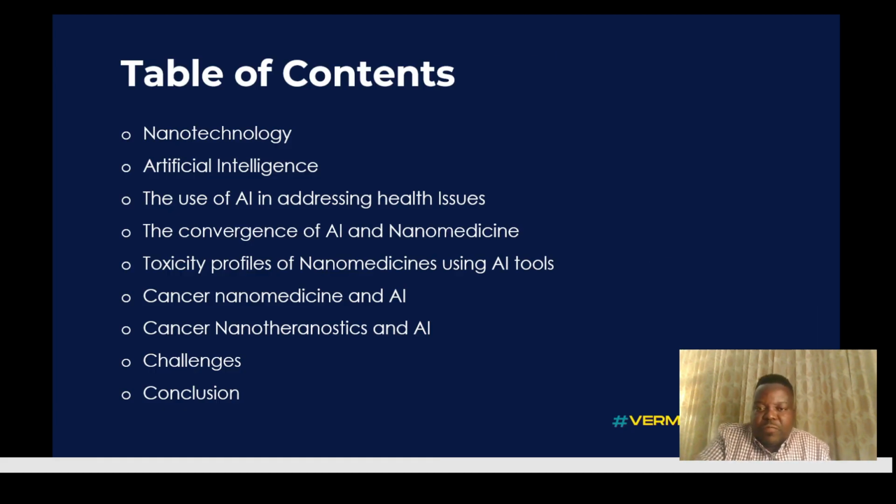This is a table of contents. These are the things that I'm going to be talking about: the definition of nanotechnology, artificial intelligence, the use of AI in addressing health issues, and the convergence of AI and nanomedicine, the toxicity profile of nanomedicine using AI tools, cancer nanomedicine and AI, cancer nanotherapeutics and AI, challenges, and conclusion.